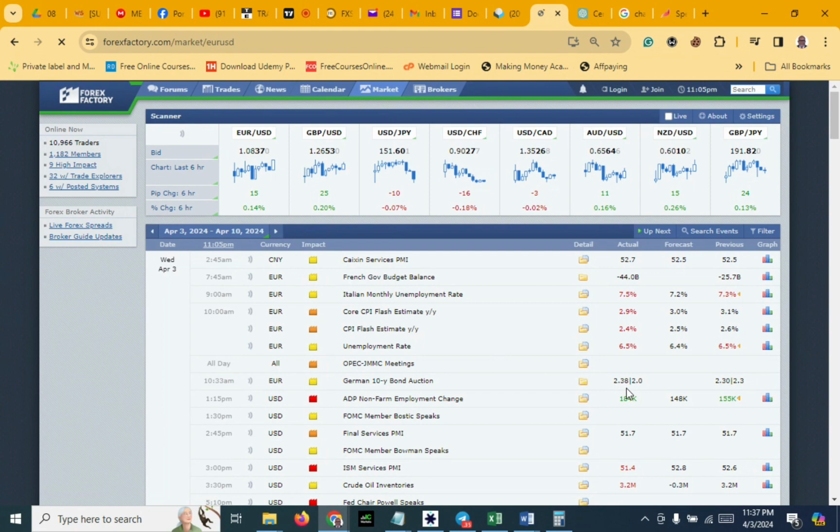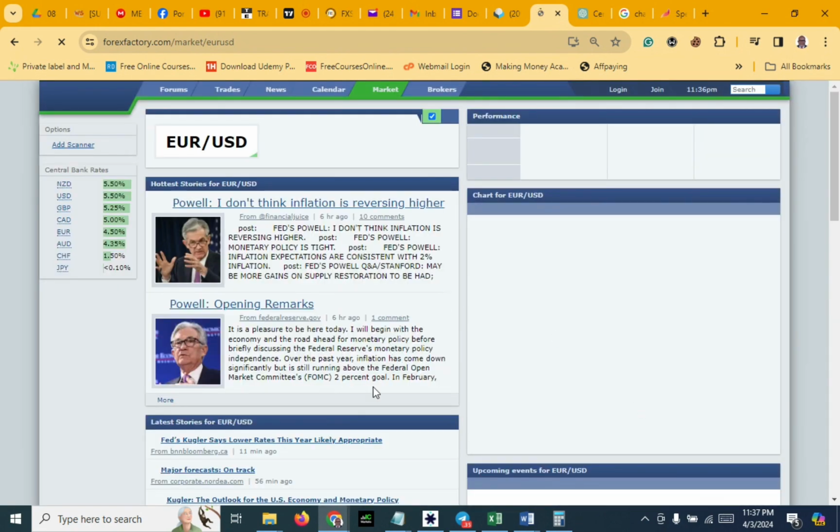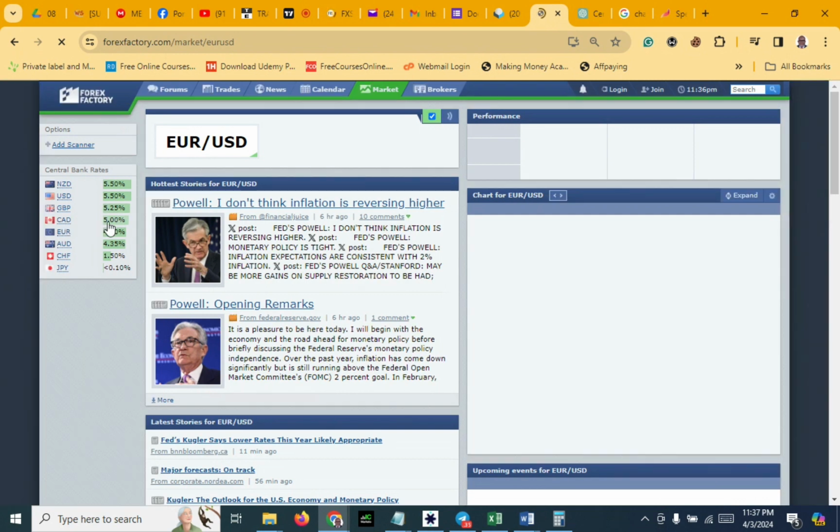We want to look at the interest rate for those currency pairs and see what they're doing. Okay, this is where you look for the interest rate. The central bank interest rate for the Great British Pound is 5.25%, and for the Canadian dollar it is 5%. So here the Great British Pound rate is higher.